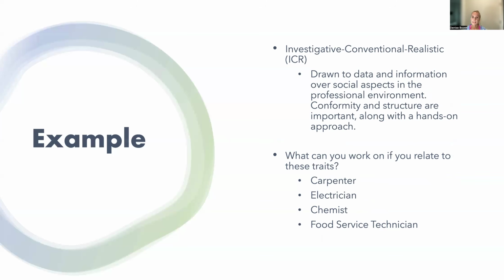Another example is investigative, conventional, and realistic, or ICR. These people are drawn to data and information over those social aspects in the professional environment. Because remember, the conventional like to work with things more than people, and investigative like to really break down and look through the data. Conformity and structure are important, and they like that hands-on approach, like the realistic. Some work related to these traits are carpenter, electrician, chemist, or food service technician. And those are just some examples.